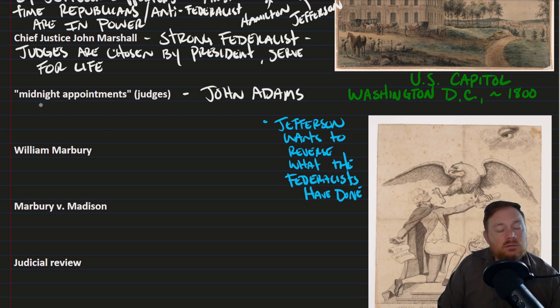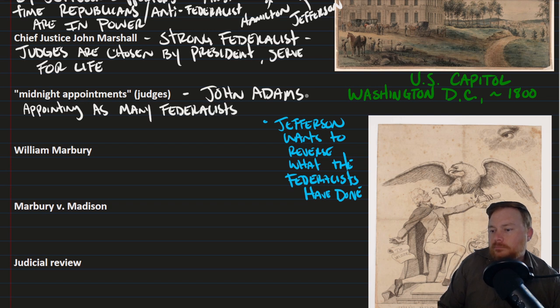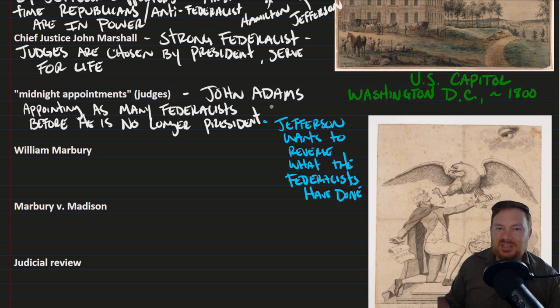What will we say? John Adams appointing as many Federalists before he is no longer president. Right? He's lost the election, and it's going to be his last day on the job. And so before he leaves, he wants to make sure that he can get as many of his guys in the judicial system as possible and make Thomas Jefferson's life as difficult as possible.